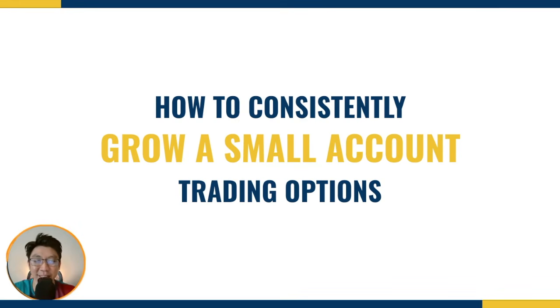Alrighty. So in today's video, we're going to be talking about how to consistently grow a small account with options. So if your account size is, let's say, less than 20,000 or even smaller, less than 10,000 and even less than 5,000, then I'm going to show you a strategy that can help you consistently grow that account.